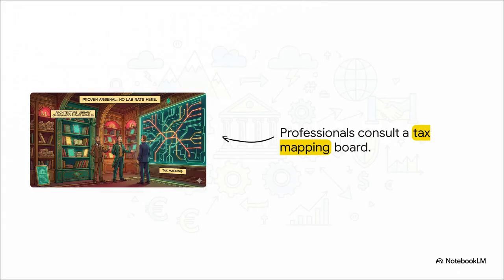Now, you might be wondering, is this all just guesswork? Absolutely not. No way. Easypaid relies on an extensive architecture library and some seriously complex tax mapping. They don't treat your business like a lab rat. They know exactly what works for different global corridors, ensuring your setup is based on proven, successful, and tested data.